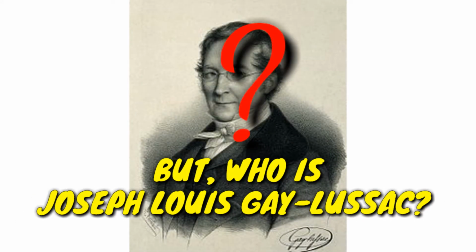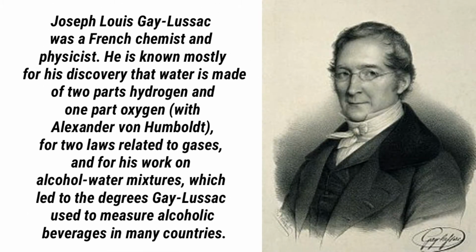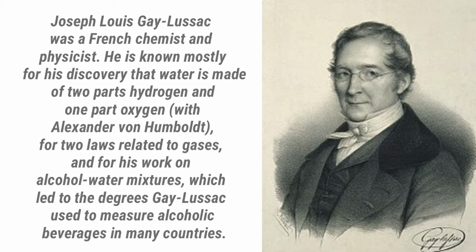But who is Joseph Louis Gay-Lussac? Joseph Louis Gay-Lussac was a French chemist and physicist. He is known mostly for his discovery that water is made of 2 parts hydrogen and 1 part oxygen, with Alexander von Humboldt for 2 laws related to gases, and for his work on alcohol-water mixtures, which led to the degrees Gay-Lussac used to measure alcoholic beverages in many countries.